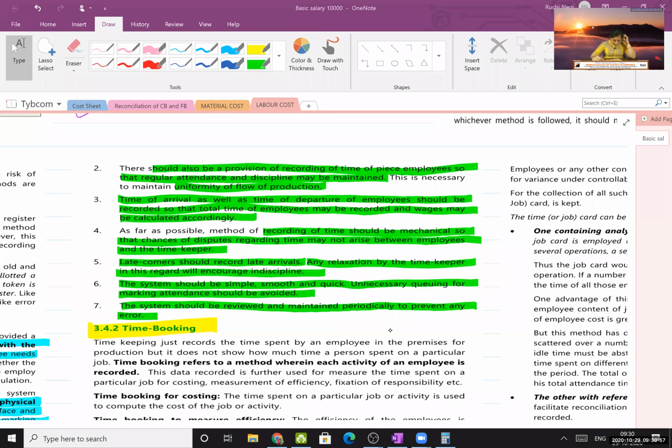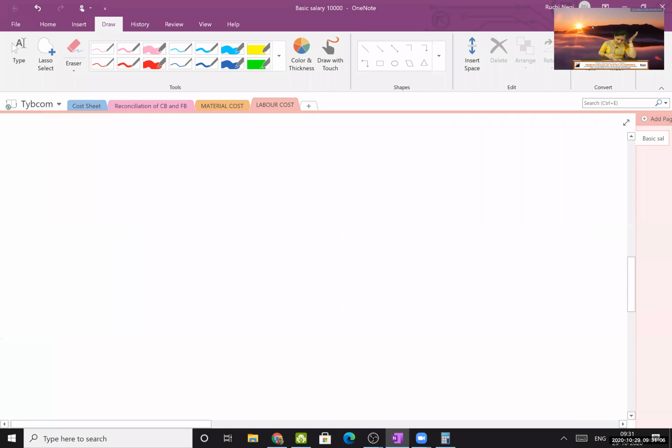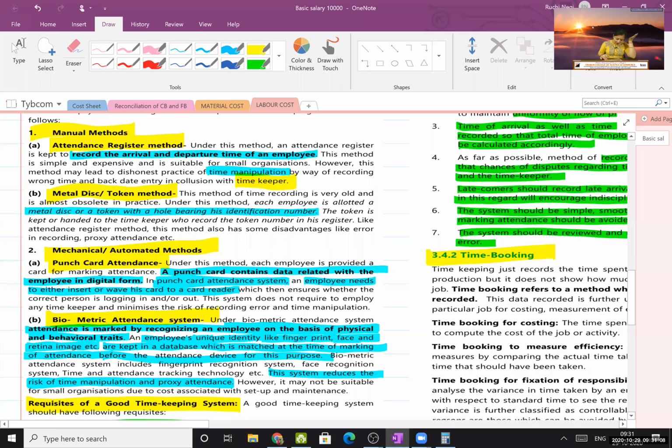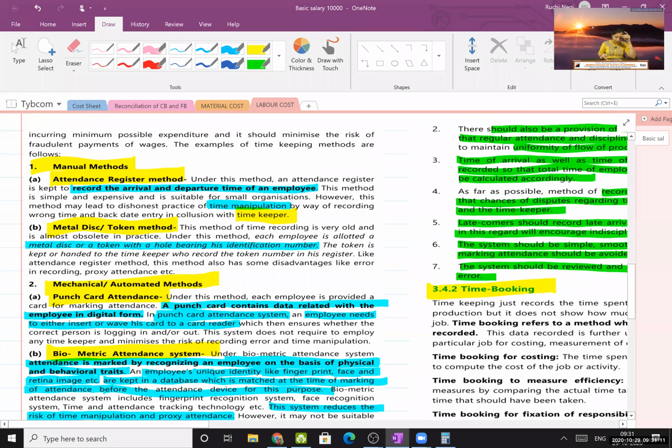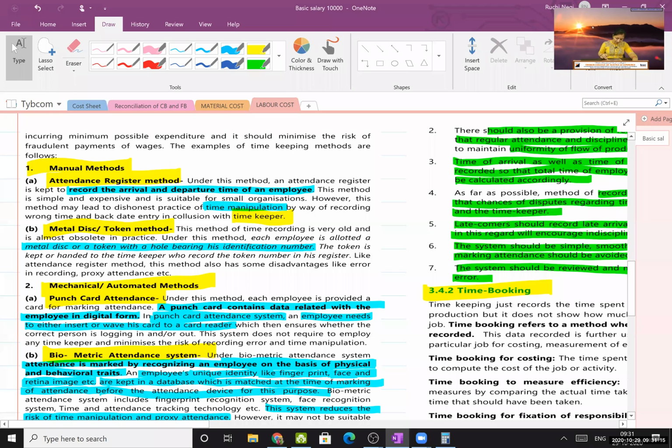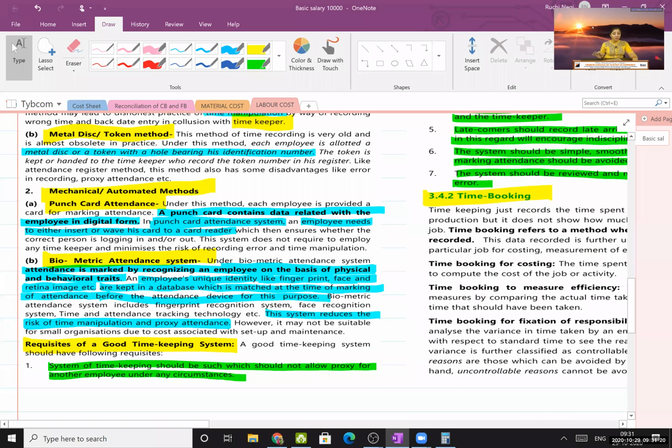So, implementation of timekeeping, you understood why it is so important in the organization. Installing all these things we just discussed: attendance register, token system, punch card attendance, biometrics. Biometrics is commonly used now. People prefer it because there is no hassle in it, related to timings obviously.